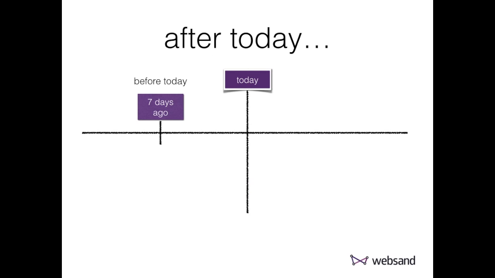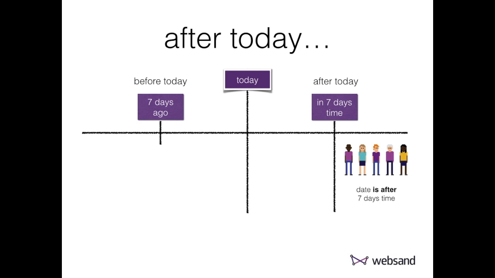Now, that's before today, that's in the past. We're going to apply the same criteria after today. So again, in this case, let's say we're looking a week ahead, so in 7 days' time. So let's say we're looking at people where they've got an event which is after 7 days' time. So we identify those people as a group, and we can mark those appropriately.